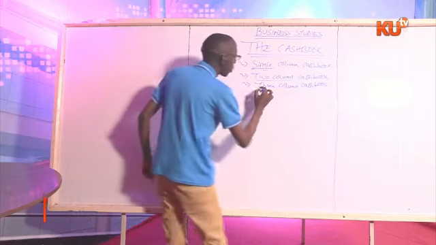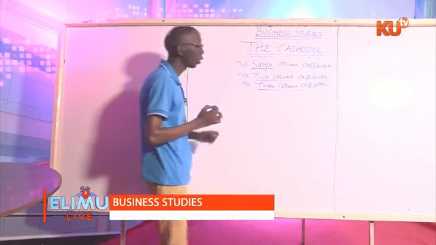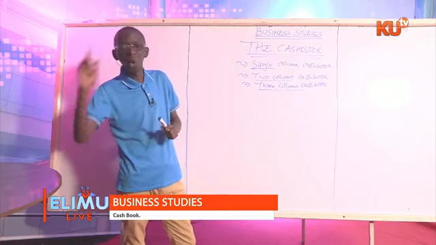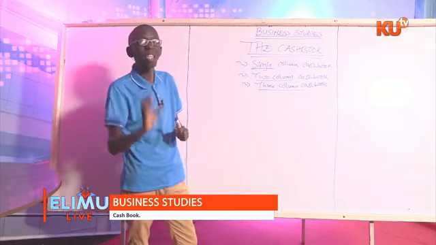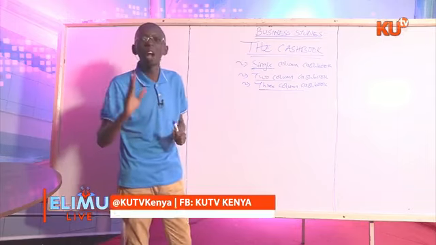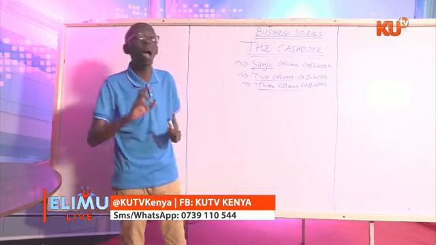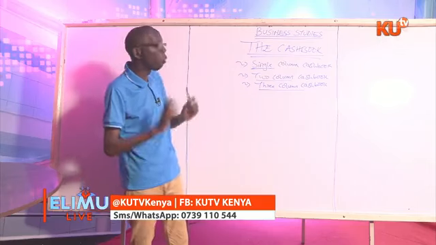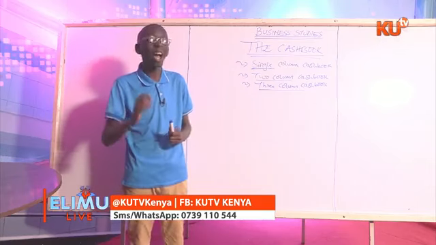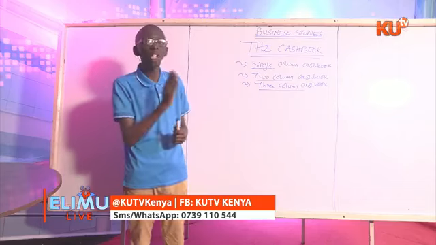Then we have the three column Cashbook, which has three columns of amounts. One column of amount is the discount, the other column of amount is the cash, and the other column of amount is the bank. Now, what information or what transactions are recorded in the Cashbook?